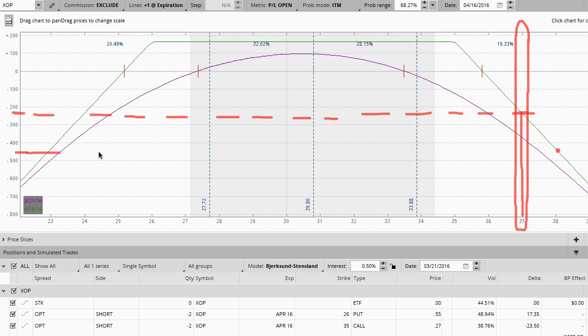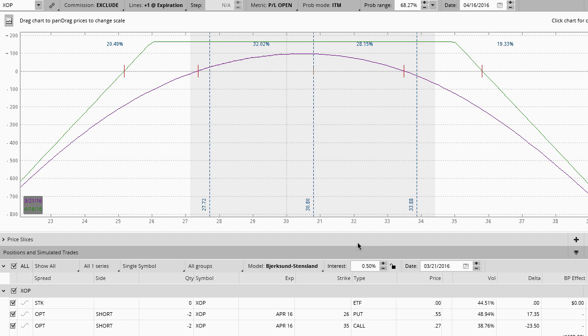So you can see how I'm just visually going left and right, up and down based on stock price and my P&L diagram here. Hopefully that makes sense. If you have questions, ask them in the comment box right below.